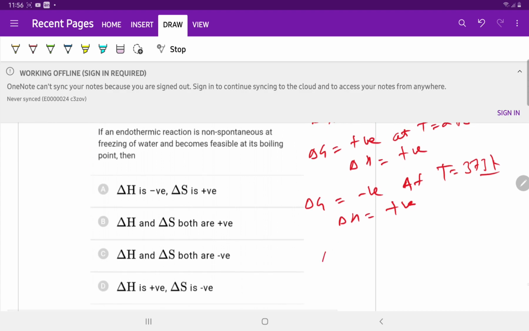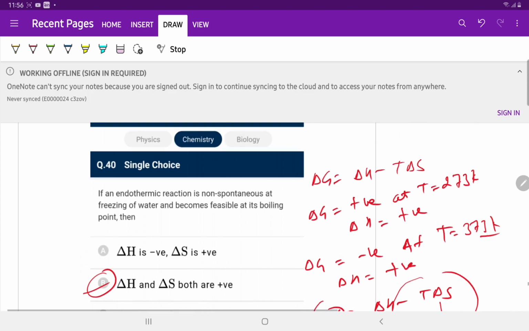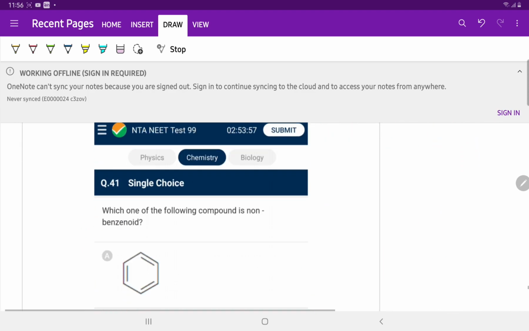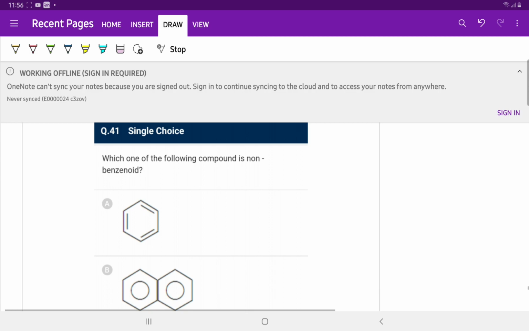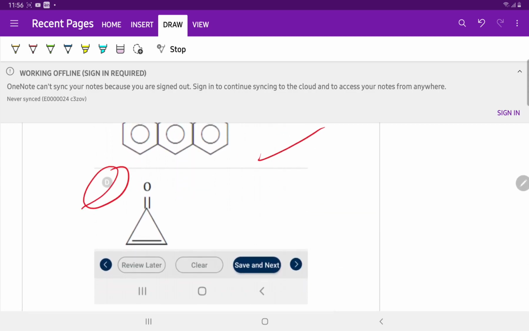So the only possible condition is delta G equal to delta H minus T delta S, where this magnitude is positive and this is negative. This is only possible when entropy change is positive, and magnitude-wise T delta S is greater than delta H. So delta H and delta S both are positive. So option B is correct for question number 40. Question number 41. Which one of the following is non-benzenoid? Benzenoid compound, benzenoid compound, benzenoid compound, and this is a non-benzenoid compound.